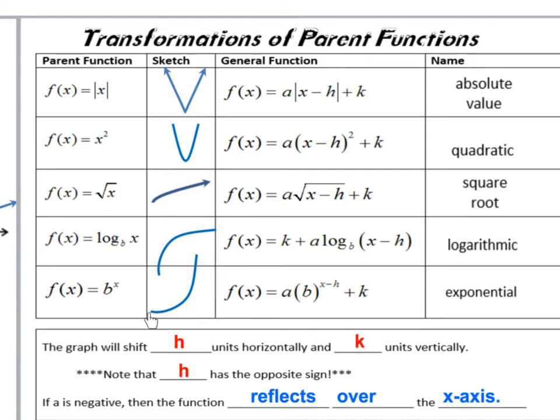This is the way you want your money to grow when you start investing, when you get off on your career. So we can have a value in the front, and then we'll have our number raised to a power, and this is called exponential. So we're still going along with the same theme of H moves it horizontally and K moves it vertically. Also note that H has the opposite sign.